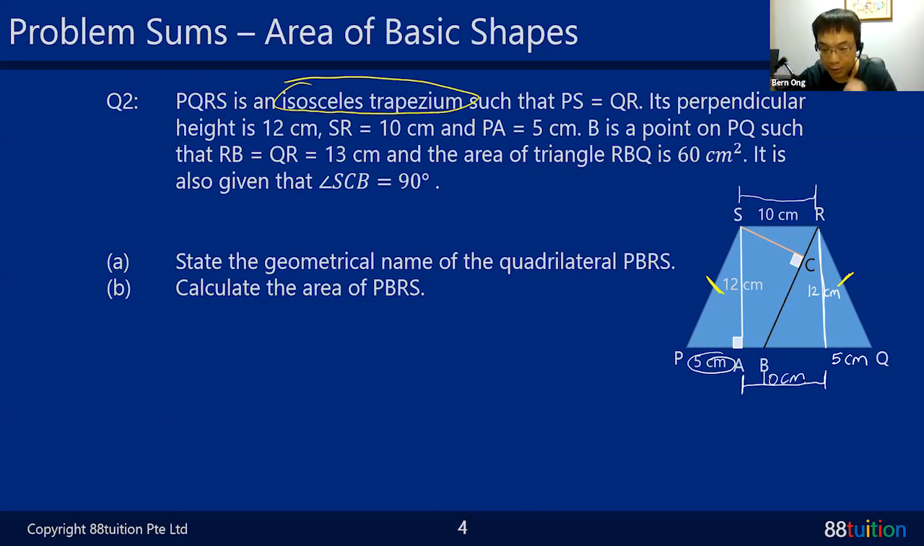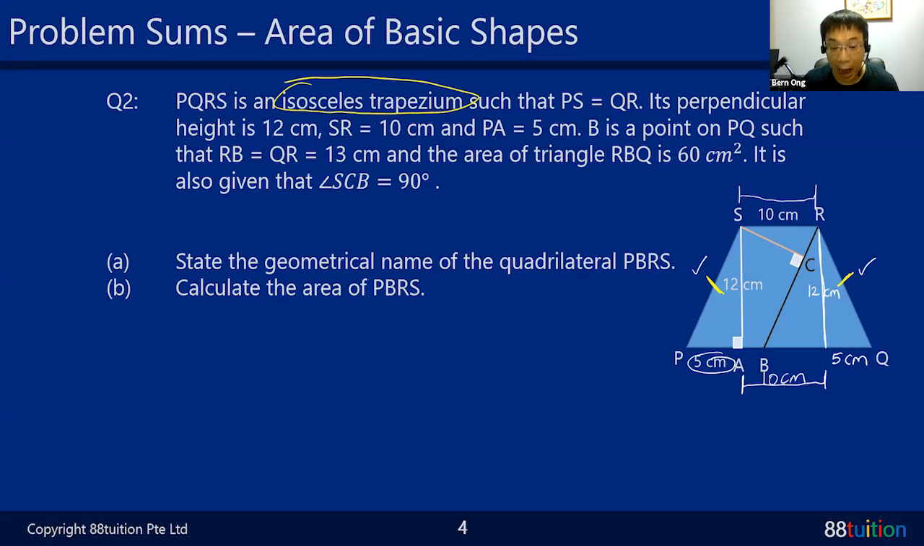So anyway, what else? They say that PS is equal to QR. I told you already. They are the same, so this one and this one is the same. What else? The perpendicular height is 12 cm. SR is 10. PA is 5. B is a point on PQ.